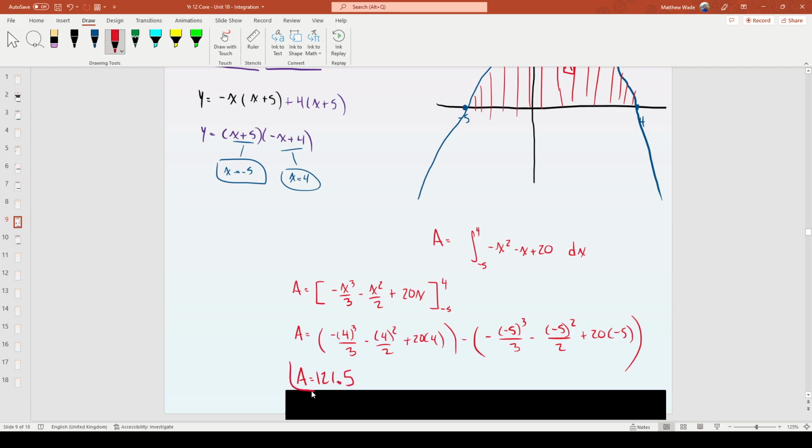121.5. Now in questions like this, I know you want to put centimeter squared or whatever, but it doesn't actually tell us the unit. Say it was a question about physics, the unit might be like seconds or meters or something like that. So that's perfect. Hope you got the idea of that.